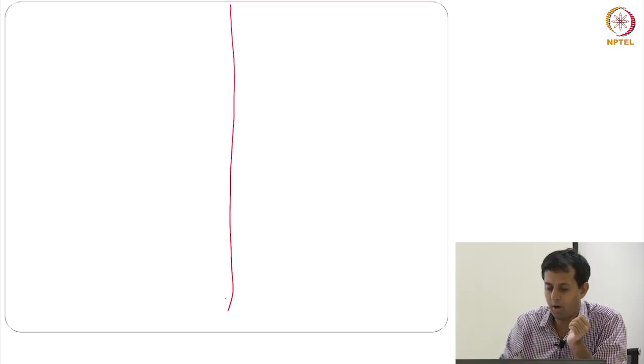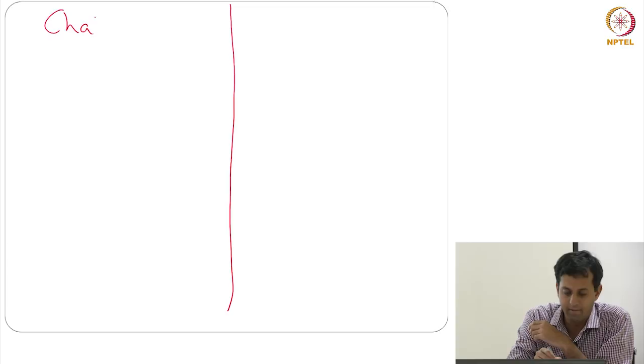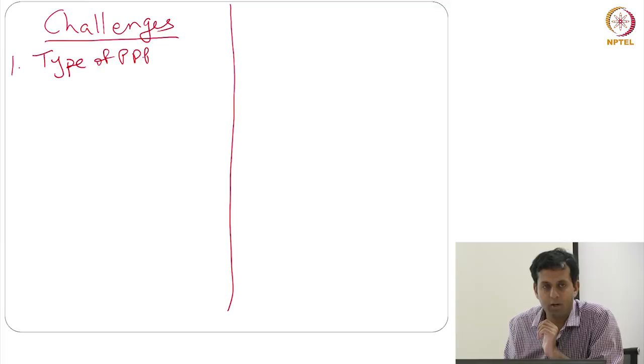So what are some of the challenges that this project faced? The type of PPP was itself a bit of a challenge. It wasn't easy to figure out what kind of PPP to undertake. They took a long time to figure out whether it should be a joint venture, a lease, or a PPP, and of course this was quite early on in the process. So that took a little bit of time. Okay, great. What else?